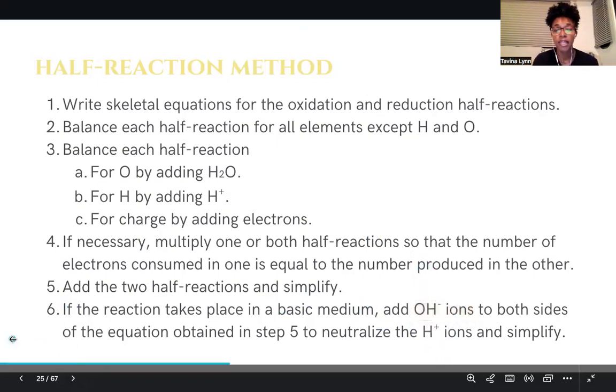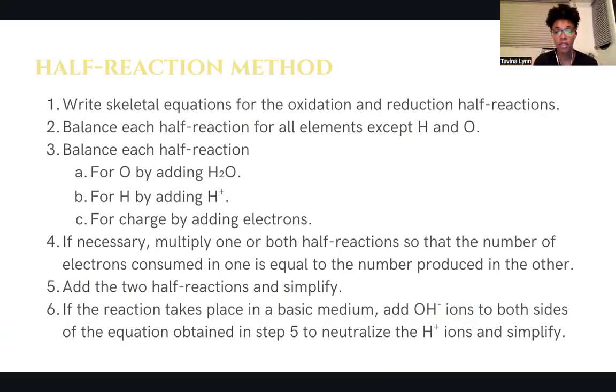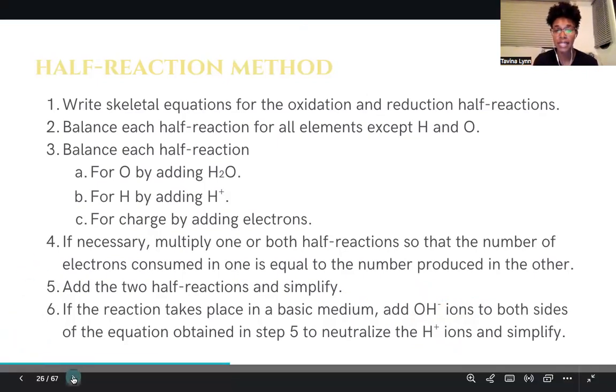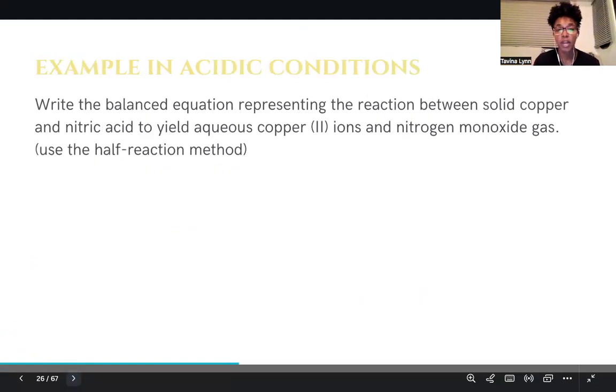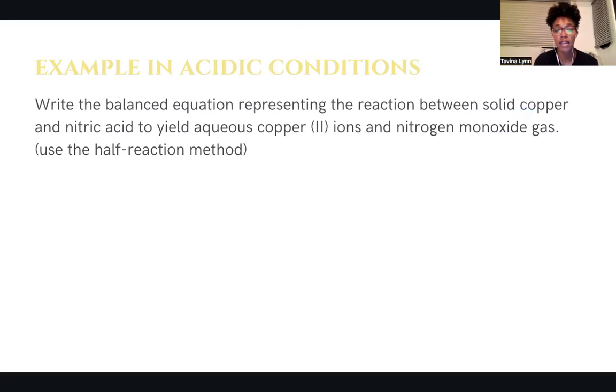So let's look at an example so that these steps can make more sense. All right, so we're going to write the balanced equation for the redox reaction between solid copper and nitric acid. And we produce or yield aqueous copper 2 ions and nitrogen monoxide gas. So you can write out just that overall reaction, right? Copper plus nitric acid yields copper 2 plus nitrogen monoxide.